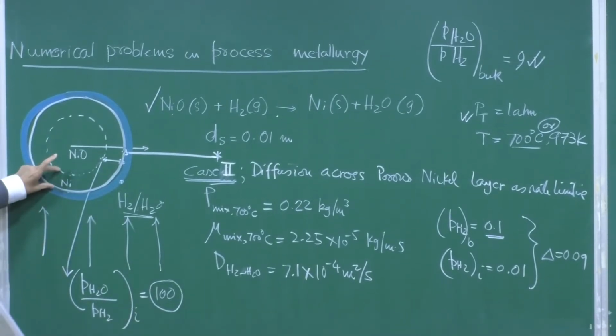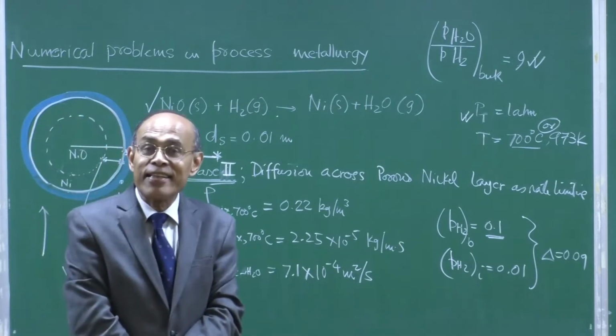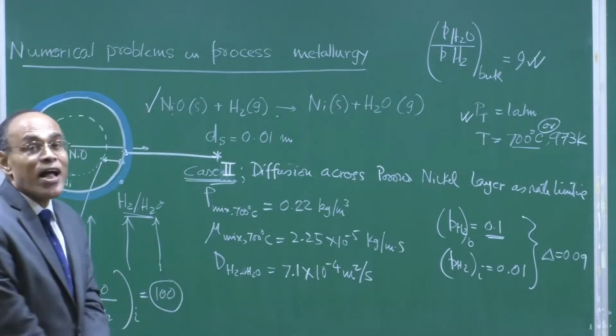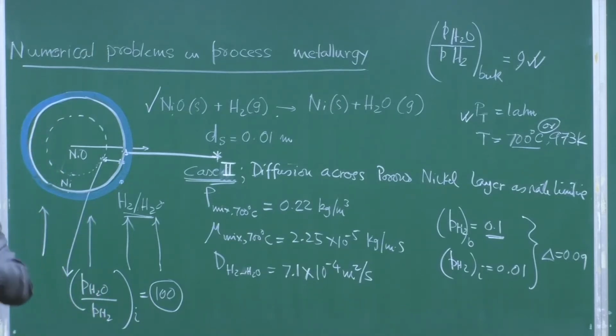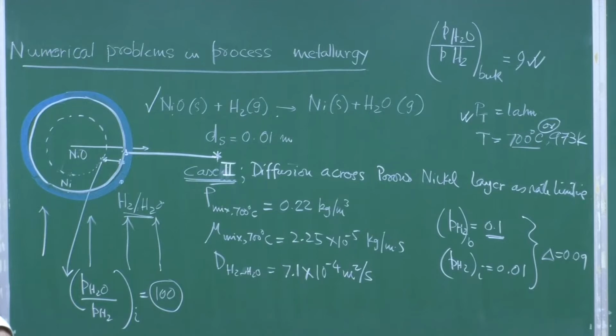That means the path of diffusion is changing as a function of time. So, if diffusion through the porous nickel layer is rate limiting, and the porous nickel layer is growing as a function of time, this essentially tells us that the rate of reduction is going to be a time dependent phenomenon. If I measure the rate of reduction at 10 seconds and 20 seconds, they will not be the same, simply because the path of the reduction reaction is changing as a function of time.